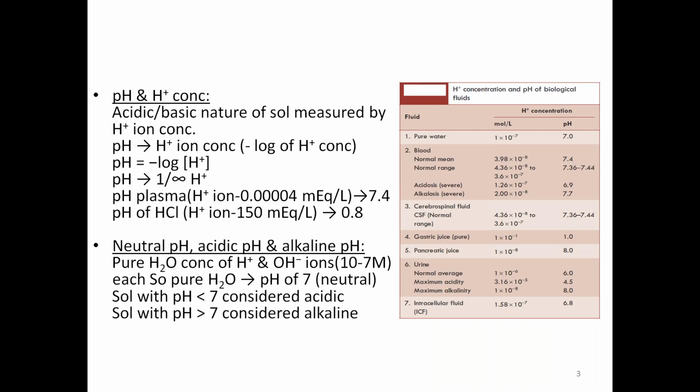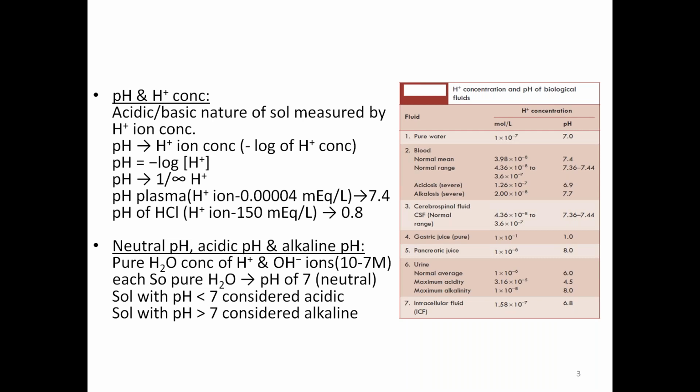So the acidic or the basic nature of any solution is measured by the H ion concentration. Now, since the concentration of hydrogen ions in biological fluids is quite low, conventional units such as milliequivalent per liter or moles per liter are not commonly used to express hydrogen concentration. So the most appropriate term to express hydrogen ion concentration is pH.